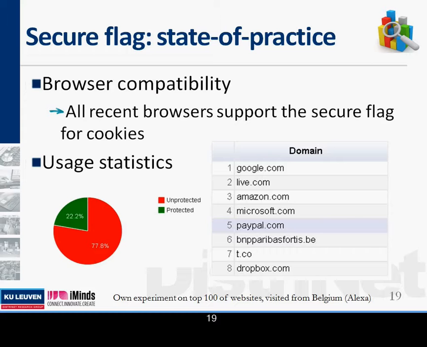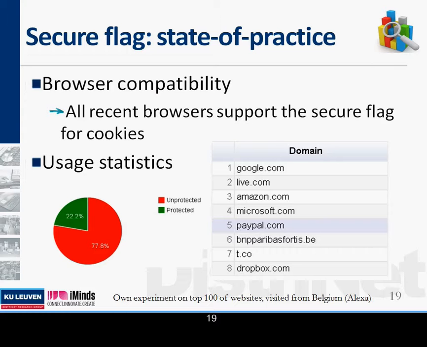So the secure flag is already an old technology, so you see all the recent browsers supporting the secure flag. If we look at usage statistics, we did a small experiment, and I will focus on the next slide on how we did the experiment. The takeaway is that we visited the most popular websites visited from Belgium, and only 22% of those were actually issuing a secure flag on their cookies, or at least one secure flag on one cookie in all the pages that we were visiting. And you see, most of those domains are international domains that were visited from Belgium. You only see, I think, one local domain specific to Belgium.